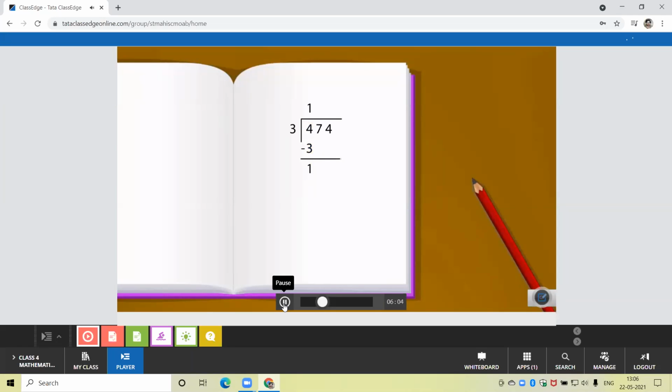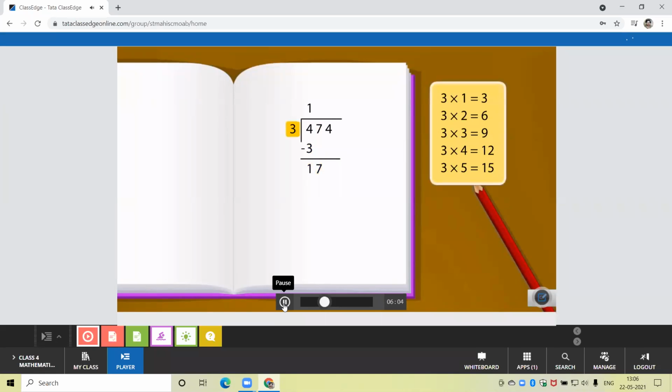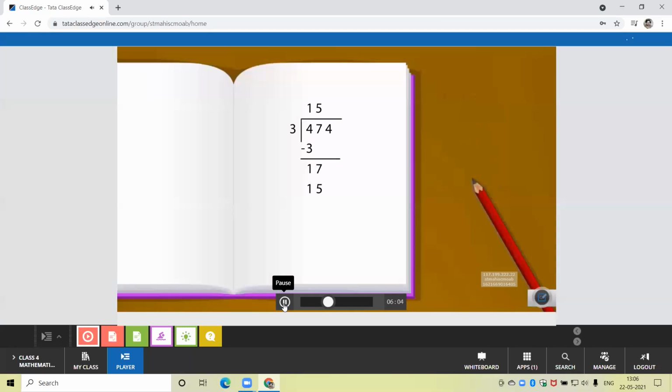I'll now bring the next digit, that is 7, down so that the next number to be divided is 17. Let me check how many 3's go in 17. It is 5. So I'll write this 5 above. Now 3 into 5 is equal to 15. So I'll write 15 below 17. Next, I'll subtract 15 from 17 to get 2. Let me write this 2 below.